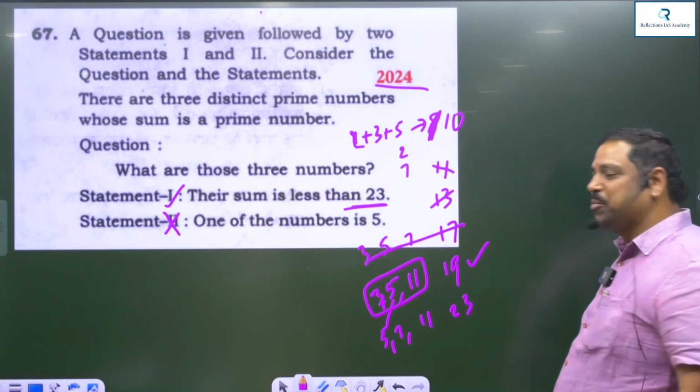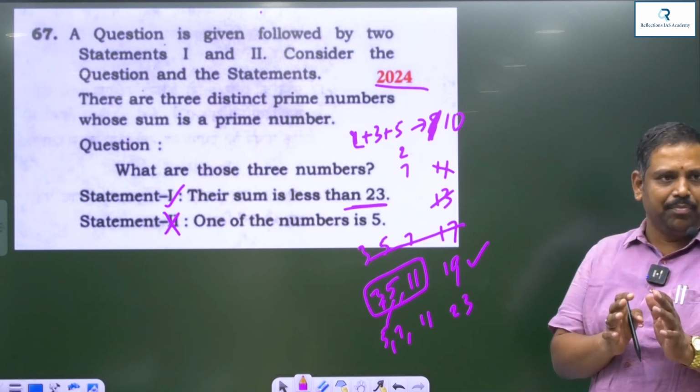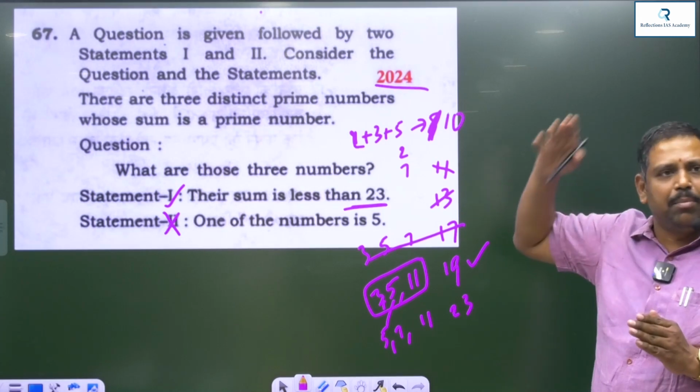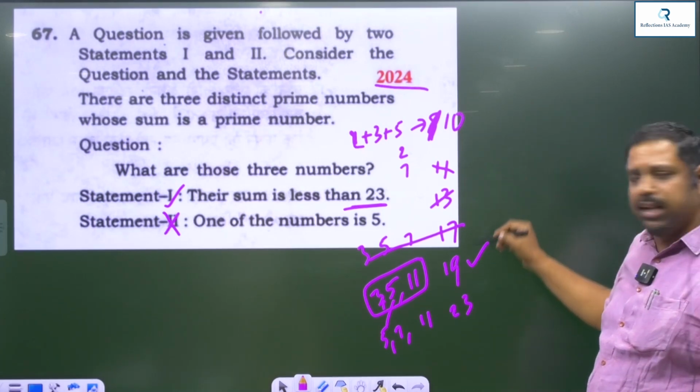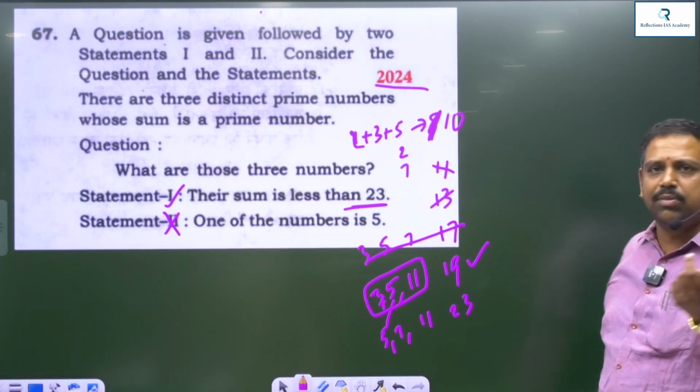Okay. See, I started at 10, right? The reason behind it is that it is the minimum sum. From there, you have to check if the sum is a prime number, right? So 11, 13, 17, 19. At least I have to get one number, right? That's why I tried for it.